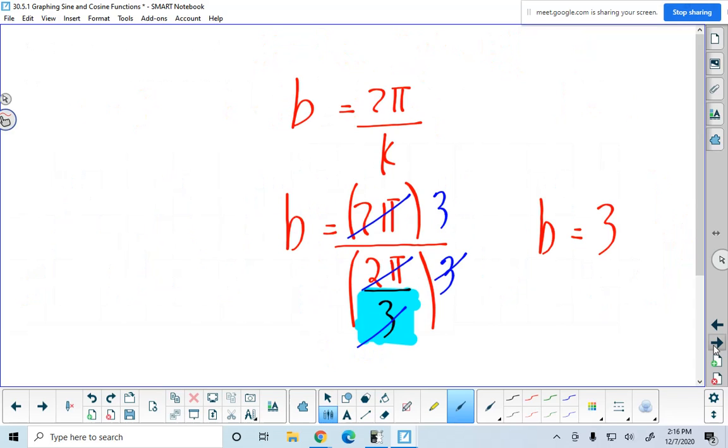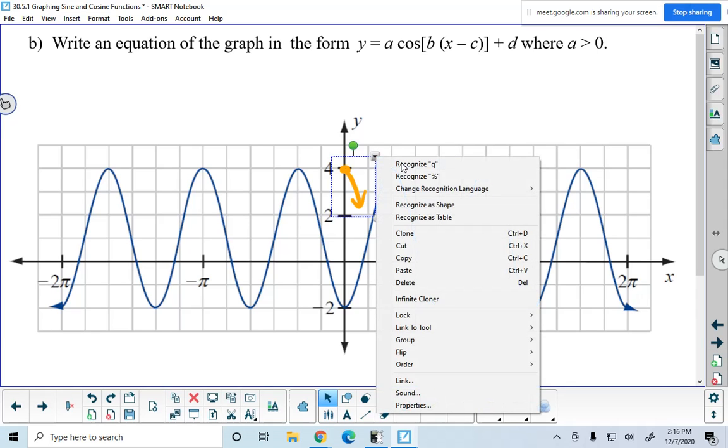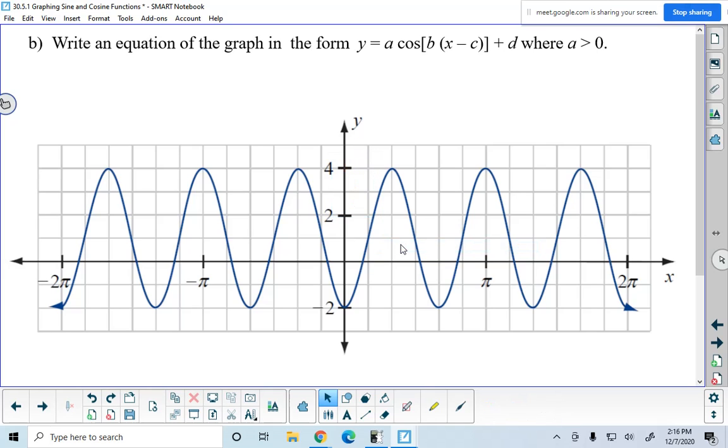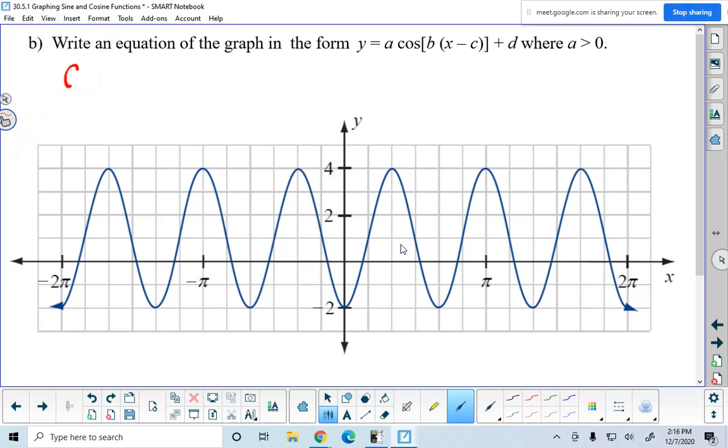All right, let's try the final one now. What if it's the same graph, but we want it to be cosine? Well, the fact of the matter is the amplitude would still be 3. I want everybody to mull that over. Whether it's sine or cosine, the amplitude is going to be 3, which means A is 3.